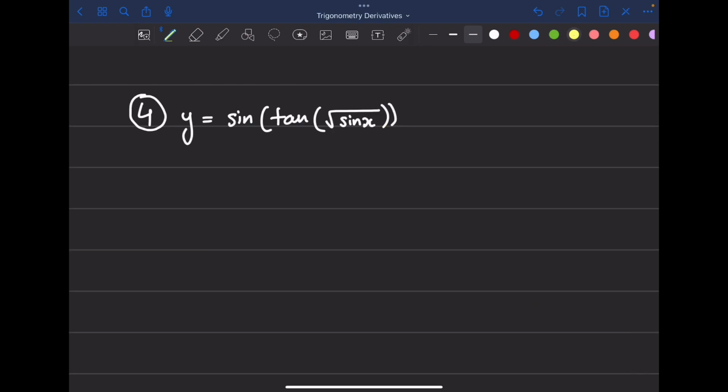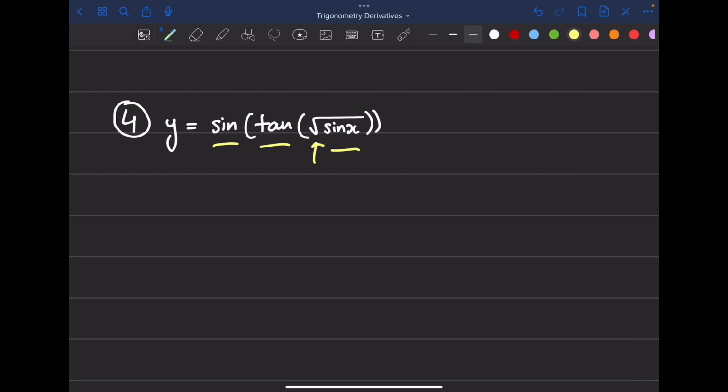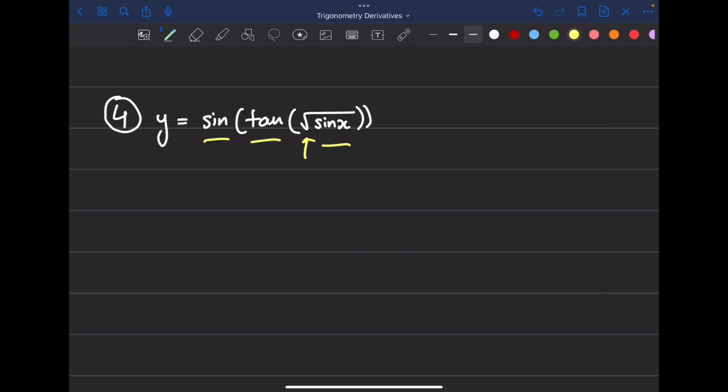Okay, question number 4. Here we have that y is equal to sine of tangent of the square root of sine x. So we have almost 4 chain rules being applied, so it's going to be pretty long, but let's get started. So what would the first step be? First step is pretty simple, but you want to always write down that you want to find the derivative of y with respect to x. This tells the teacher or whoever is marking this that you are trying to find this to begin with.